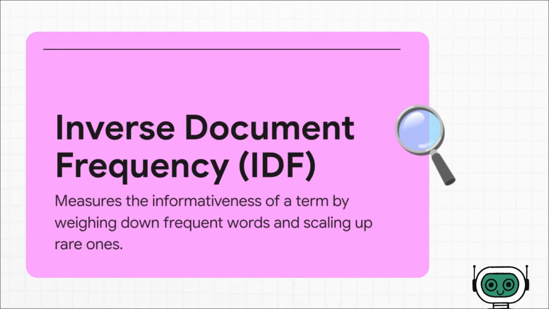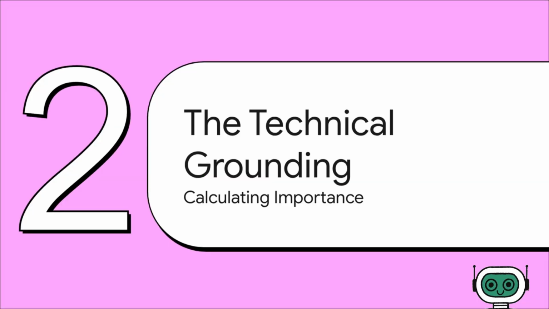The other half of the equation is inverse document frequency, or IDF. This is where we zoom out and look at the whole library. IDF measures global rarity. It asks, across all of our documents, just how special is this word? A common word, like the, gets a very low score here, while a unique word, like skydiving, gets a very high one.